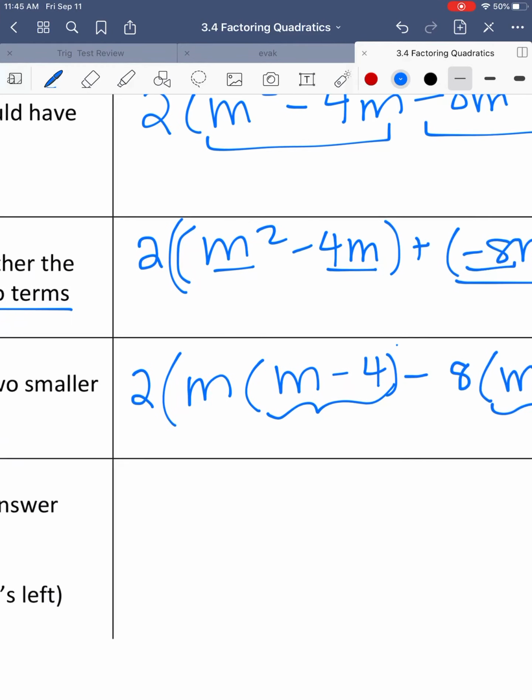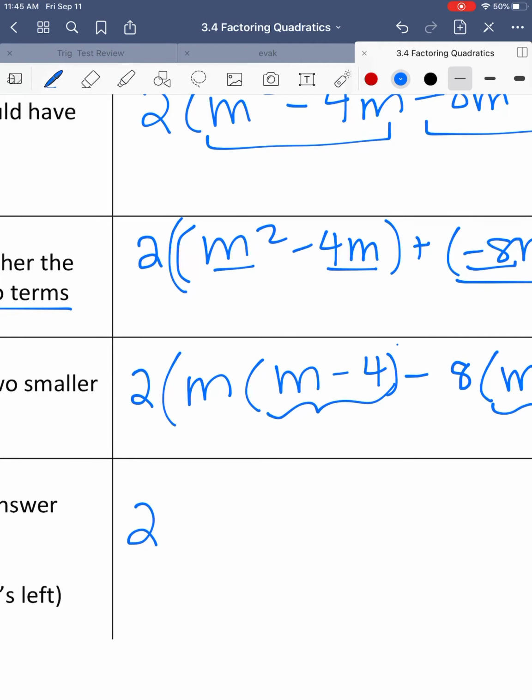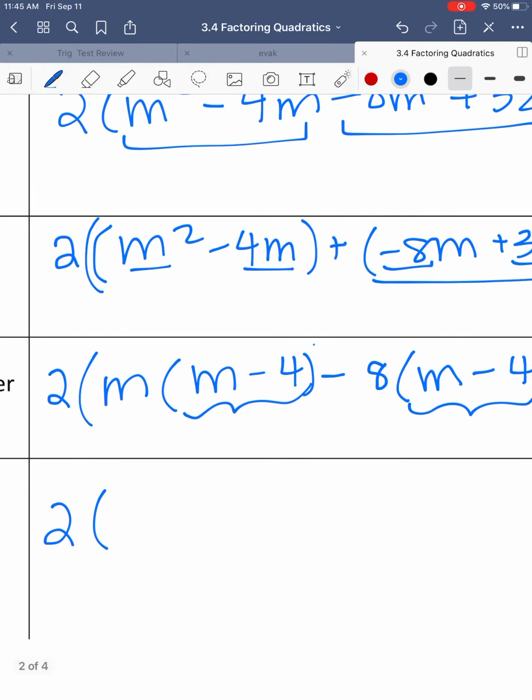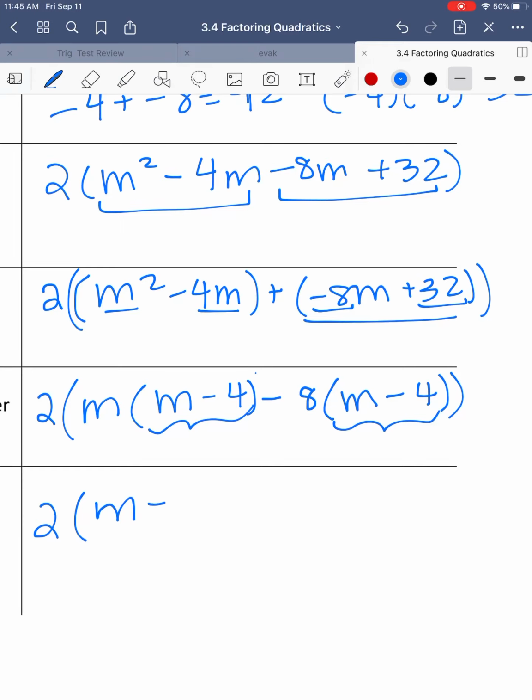So our final step when we write the answer is we write whatever was the GCF. We write whatever was in the parentheses in common, because these have to be the same. And then the last parentheses is this number and this number. So we write m minus 8.